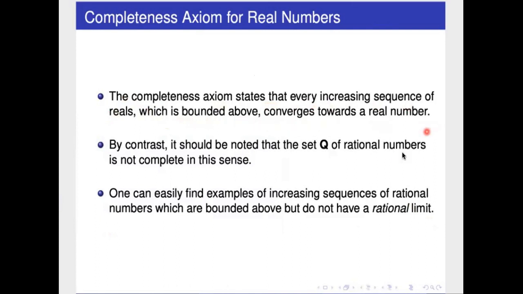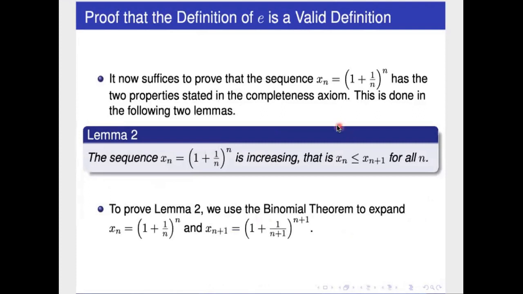By contrast, it should be noted that the set Q of rational numbers is not complete in this sense. One can easily find examples of increasing sequences of rational numbers which are bounded above but do not have a rational limit. It now suffices to prove that the sequence x_n equals (1 + 1/n)^n has the two properties stated in the completeness axiom. This is done in two lemmas.